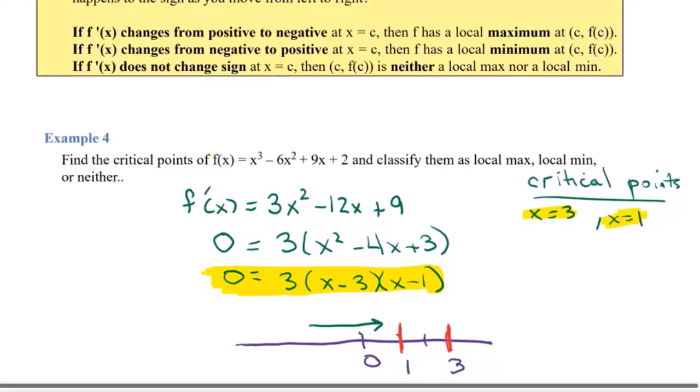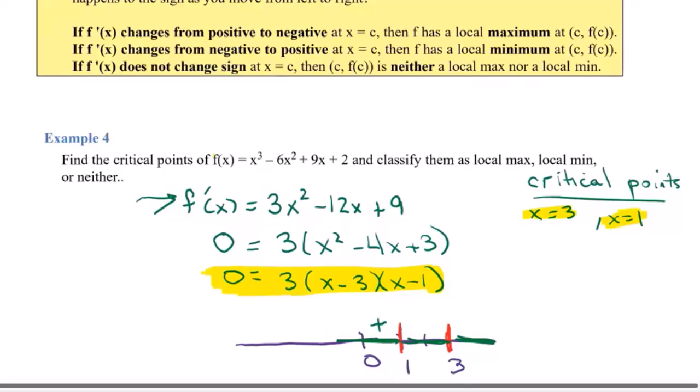But there are 3 intervals there. There's an interval between these two numbers, there's an interval after 3, and there's an interval to the left of 1. So I can plug in anything to the left of 1. That would make it easy. Let's plug in 0. If I plug in 0, I can look here, and I can see when x is 0, f prime is 9. All we really care about is that it's positive. Now, between 1 and 3, we don't have to, but it's easiest to pick 2.